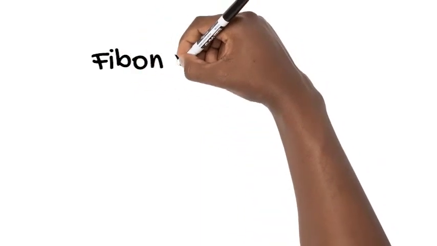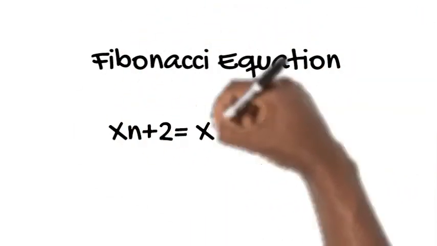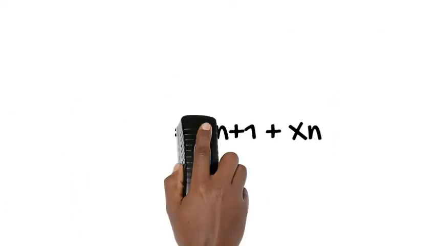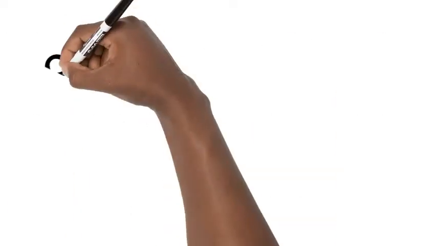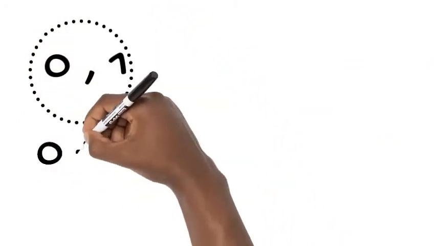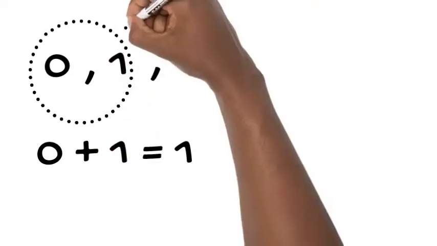Well, Fibonacci developed an equation that would help us solve such questions using numerical patterns. We won't worry with the equation today, but we will look at the pattern that the equation generates. In the Fibonacci sequence, we can start with a number line that has the numbers 0 and 1. Now, if we add the first 2 numbers, 0 plus 1, we get 1. Our number line consists of 0, 1, and 1.